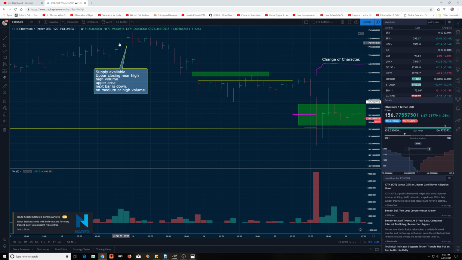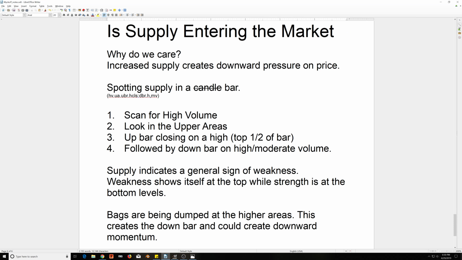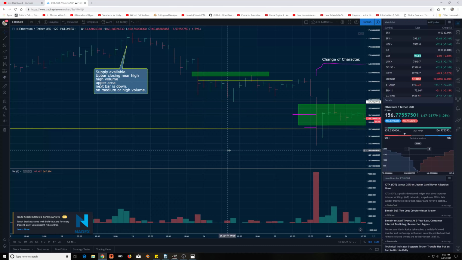How do we know this wasn't the high, if we didn't have all these bars to the right of it? This is the fourth part here. This upper bar that's closing on a high needs to be followed by a down bar, and that down bar needs to be on high to moderate volume, relative to the volume of the green bar. So we have a green bar here. It's in the upper area, it's high volume, it's closing in the upper half. It hits all the checks, right?